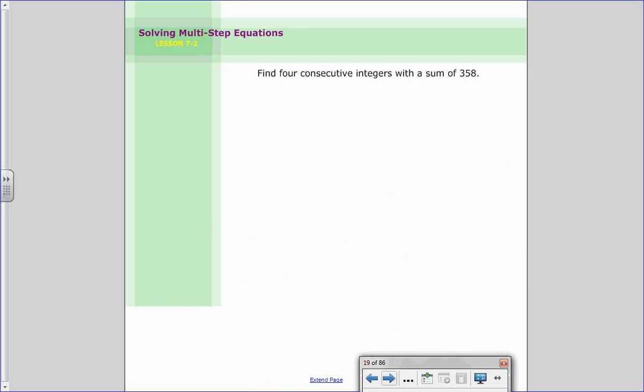Your turn. This time there are 4 consecutive integers with the sum of 358. You need to find them. So go ahead and do what I did before. Just put the 4 there and think of what you'd label them. So go ahead and pause me now.